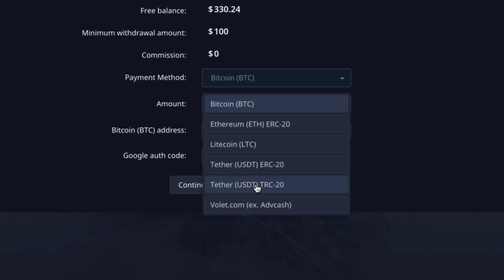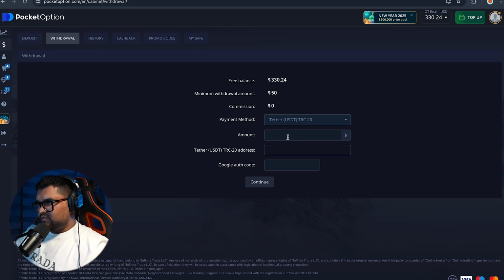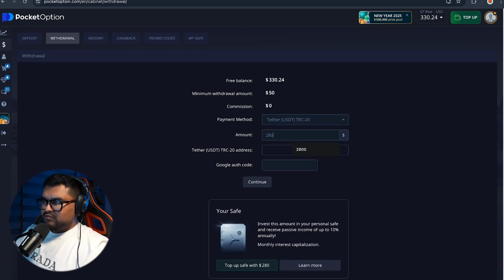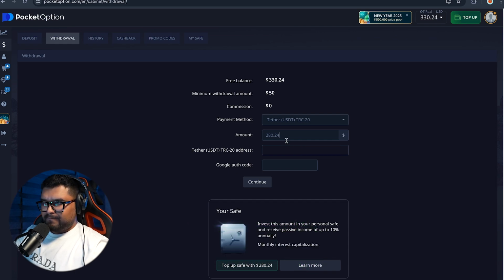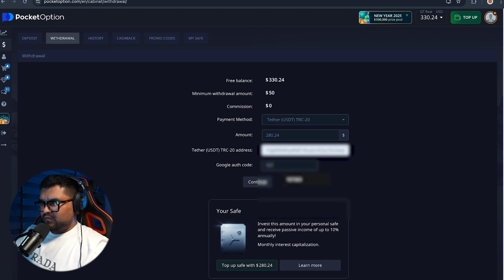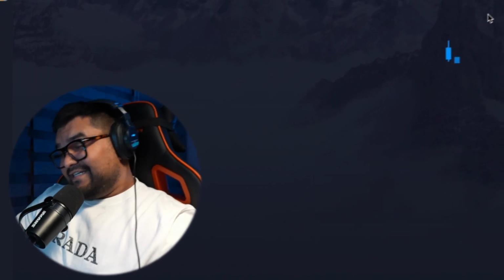Okay, so let's choose the wallet. I usually pick the Tether USDT TRC20. So today's profit is 280. So let's enter the wallet address and confirm the Google Authenticator code. It's very simple. It's all part of the process. So the withdrawal operation is successfully completed.